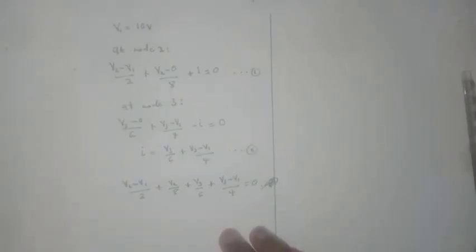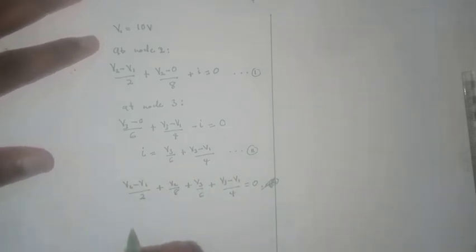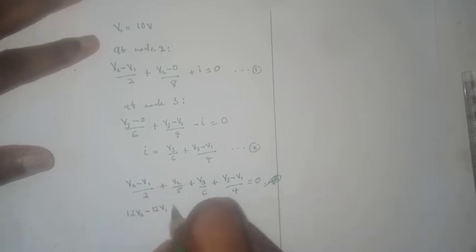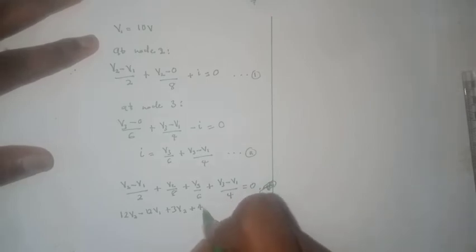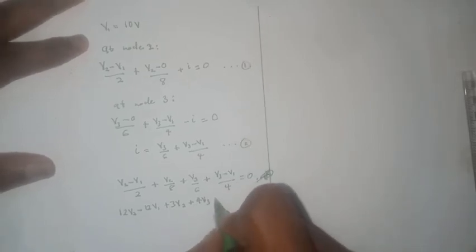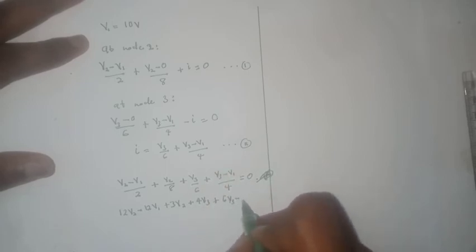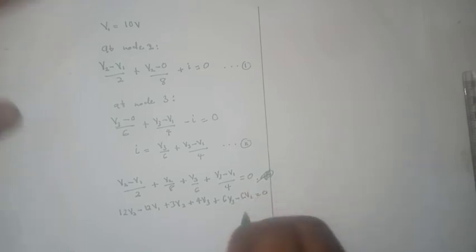Okay, so to simplify it, we proceed to multiplying through by 24. If we multiply through by 24, we have 12V2 minus 12V1 plus 3V2, plus 4V3 plus 6V3 minus 6V1, which is equal to 0.